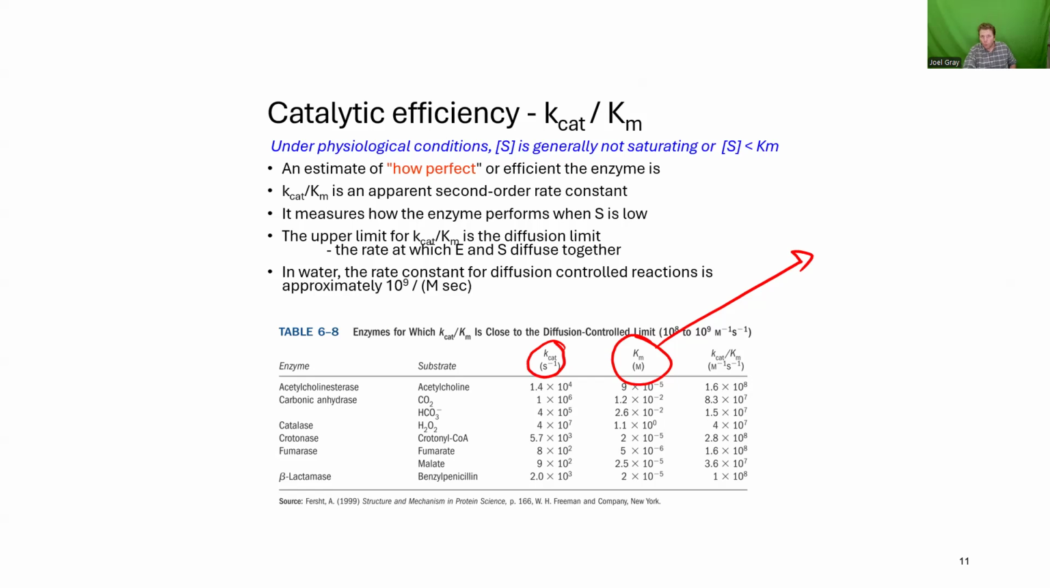So what you really want is a very large kcat and a very small Km, because the lower the Km is, the more ease with which your enzyme gets that substrate. This is a measure of efficiency because it's comparing how quickly you can get that substrate and how quickly you can turn it into the product.